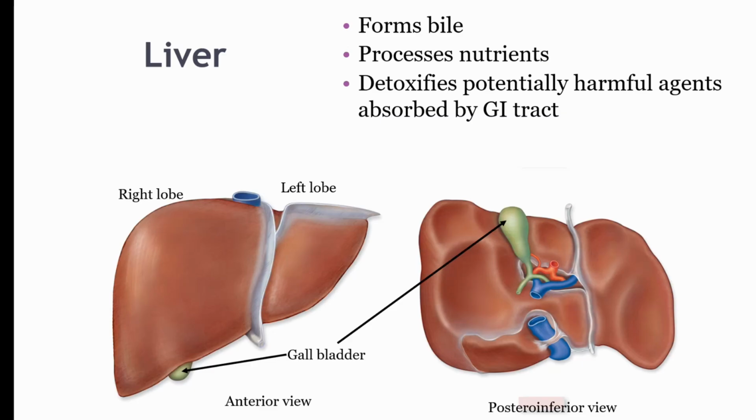Next is the liver. It does a lot of important things. It forms bile, it processes nutrients. The two major areas, for example, where we store fat and carbohydrates are in the liver. It processes a lot of nutrients, even your proteins, a lot of everything. In addition, it detoxifies potentially harmful agents that are absorbed by the GI tract.